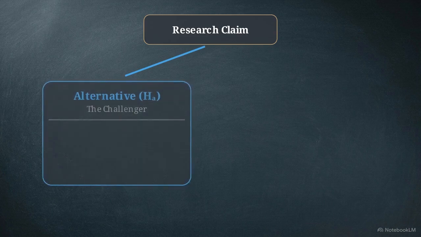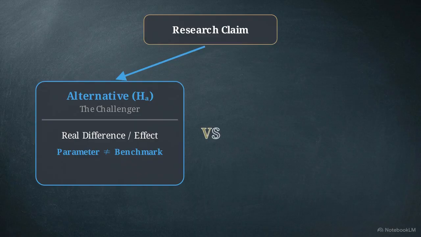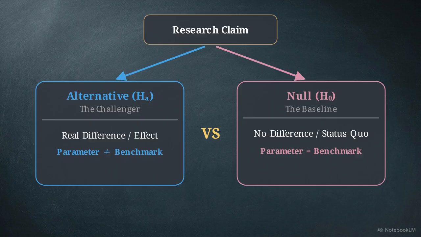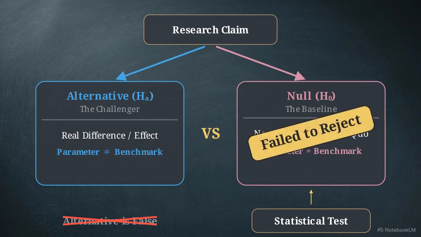Let's map out the roles. The alternative hypothesis, HA, is the challenger. It's the claim that there is a real difference, an effect. Because it is the challenger, it only wins if the data definitively defeats the baseline assumption. The null hypothesis, H0, is that baseline. It's the assumption that things are equal to a standard benchmark. This leads to that awkward double negative phrasing. Instead of saying the alternative is false, we say we failed to reject the null.